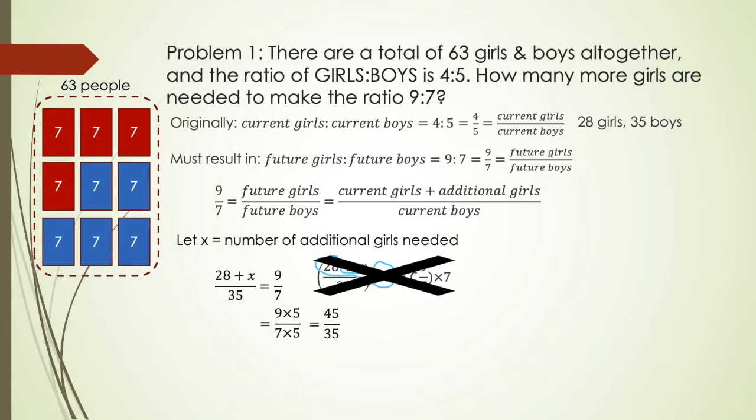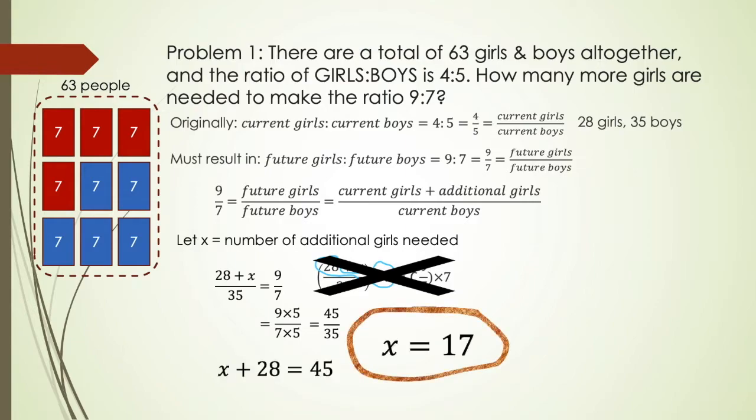You should notice that the two fractions now have the same denominator. Apart from that, you also know that this is an equation, so the denominators are equal, and the fractions as a whole are equal too. So therefore, for this statement to stand correct, the numerators have to be equal as well. x plus 28 is 45, therefore x is 17. To conclude, 17 more girls are needed.